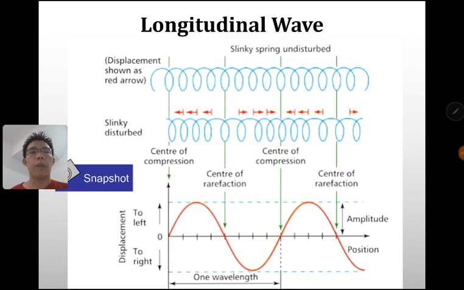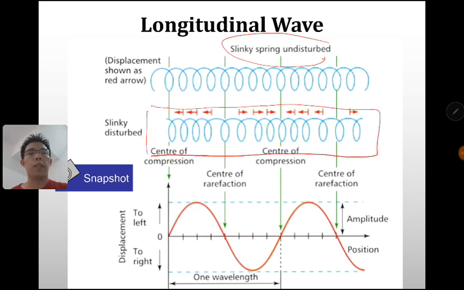So for the longitudinal wave, now we focus on that. We have the spring here, originally undisturbed. This is the undisturbed one, and then when it's disturbed, this is like a snapshot of it at a certain moment in time. And then the one below here is the graph. So the graph here, you look at it, it is up and down, but the labeling here is actually to the left and the right, because you can't draw the left and right motion, I mean, show it on the graph. So it should be a displacement up and down, but indicated to be left and right.